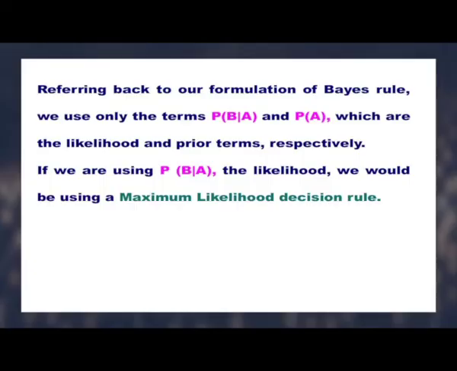This is because, referring back to our formulation of the Bayesian rule, we use only the terms probability of B given A and probability of A, which are the likelihood and prior terms respectively. If we were using only probability of B given A, the likelihood, we would be using a maximum likelihood decision rule.